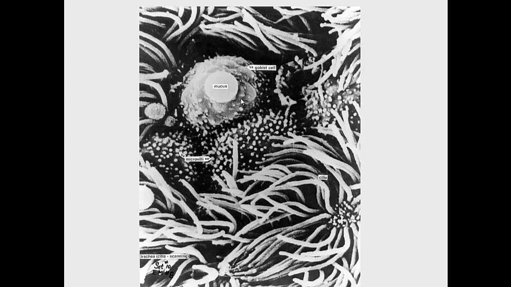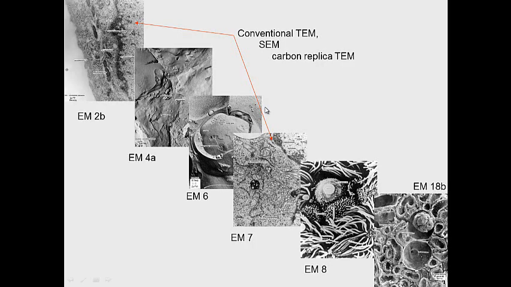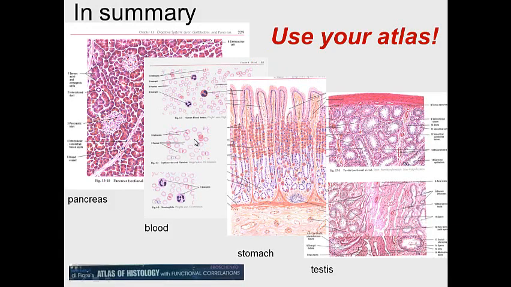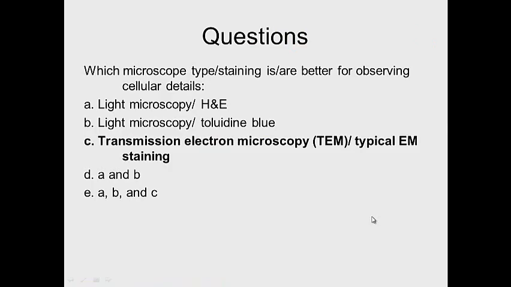This is a different type too. This is scanning electron microscopy, good for surface detail, as you can see. This is scanning EM of a kidney. This is a nephron, a glomerulus that we see. And so in terms of conventional transmission electron microscopy, this one and that one that we saw earlier is conventional. These 2 are scanning electron microscopy, and these 2 are carbon replica. And so in summary, remember, use your atlas to be able to identify the different structures that we see because they're labeled already there for you. Use your atlas is very important.